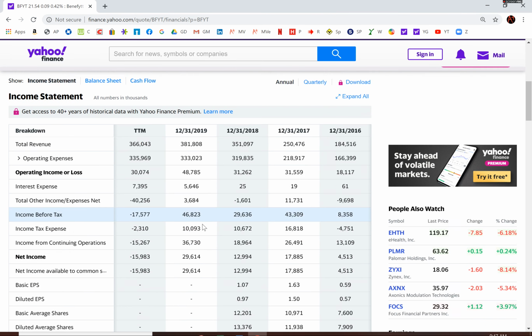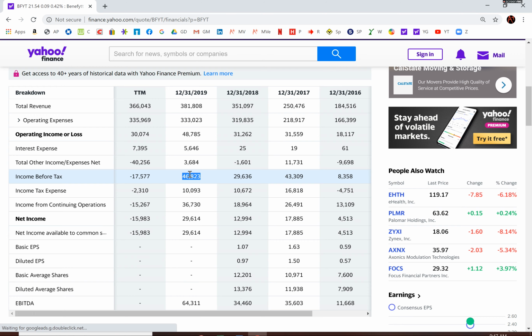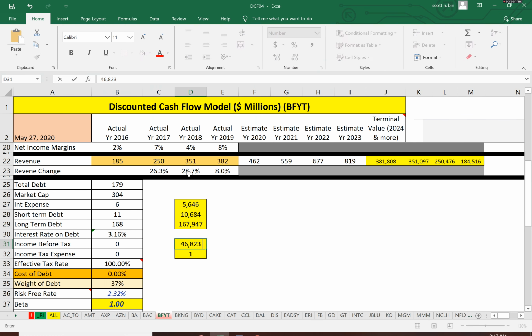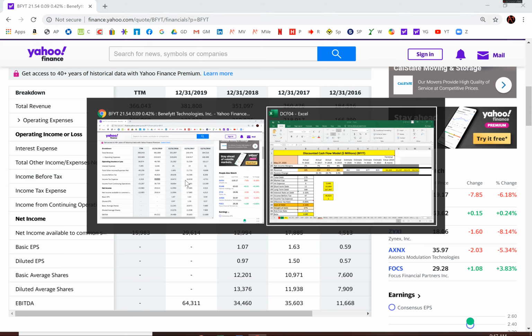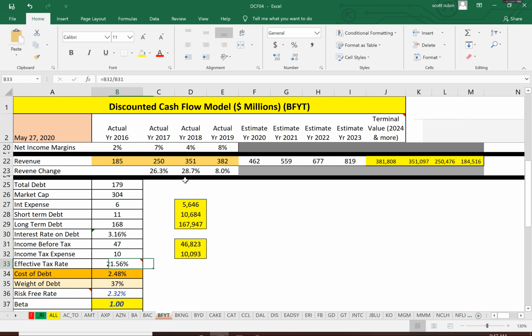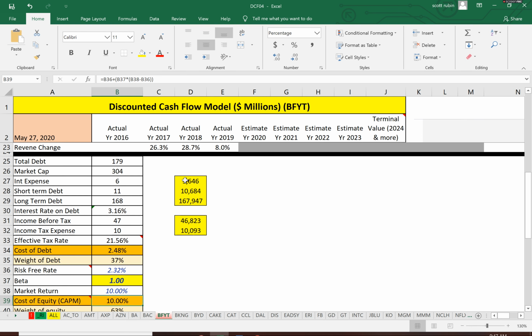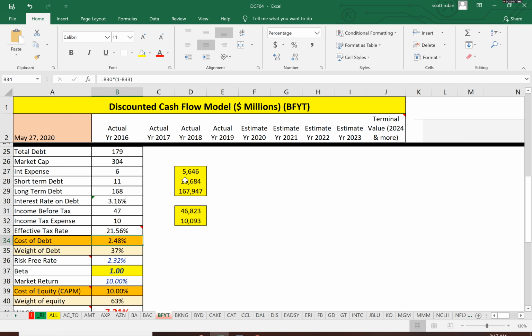And we have to go back to the income statement. The income before tax is 46 million. And the income tax is 10 million. So the effective tax rate is 21%. So if you deduct the interest rate from the effective tax rate, their cost of debt is 2.48%.